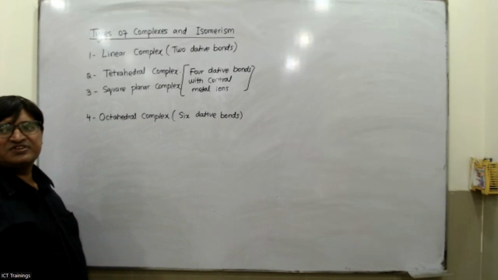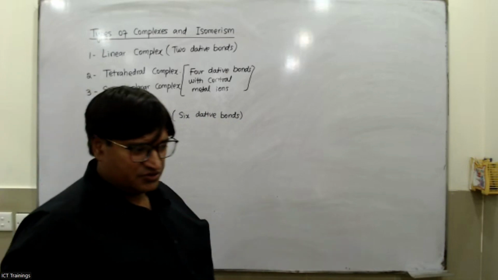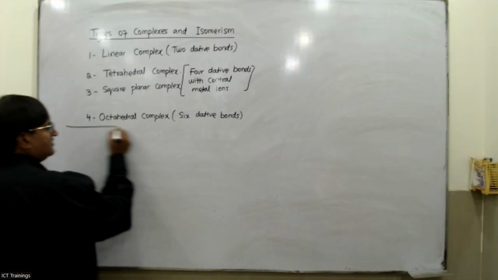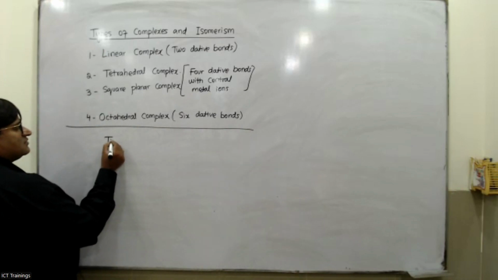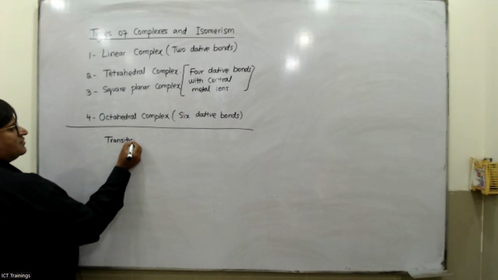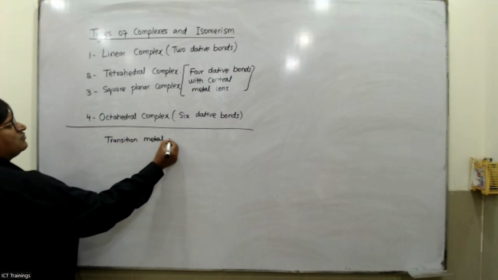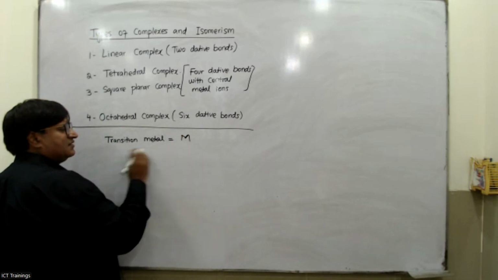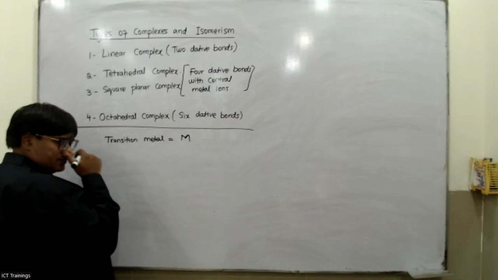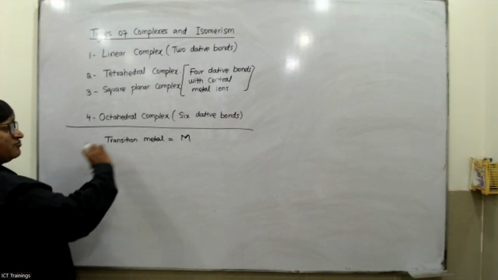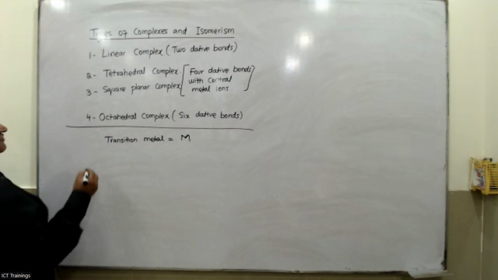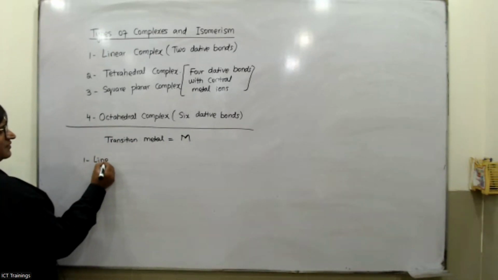Now, one by one, we are going to discuss them and have a look at which type of isomerism they would exhibit. First of all, for transition metal, I'm going to use the letter M for metal. So when I write the letter M, it means a transition metal ion. Now, first of all, the linear complex.